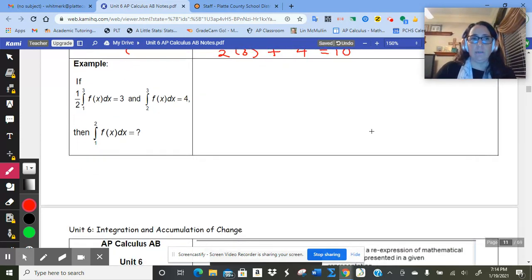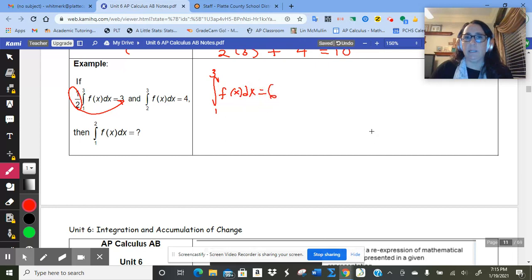And then the last one we're going to do here is they have it in different pieces. So that they've kind of separated it 1 to 3, and then like they're kind of picking up, but they also did 2 to 3, so it's a little bit different. But the first thing I'm going to go ahead and do is multiply that over. So I'm going to say 1 to 3 of that f of x would be 6. And then they did 2 to 3. I'm going to keep it in order and go 3 to 2 of f of x dx.